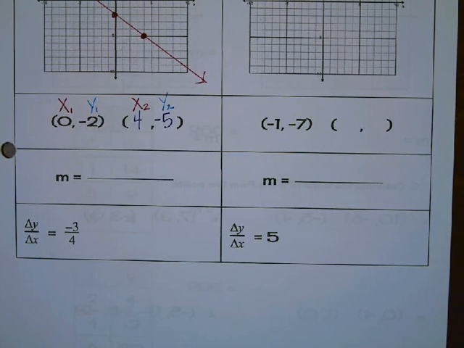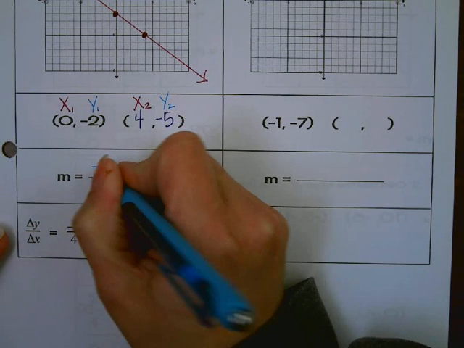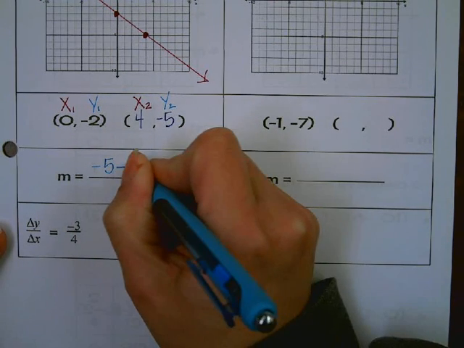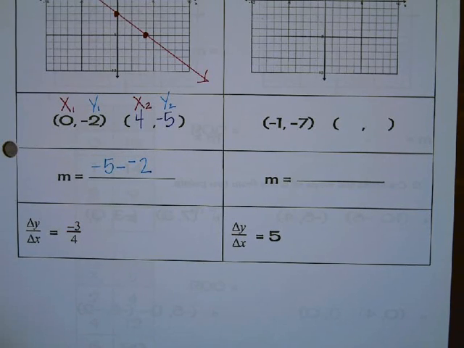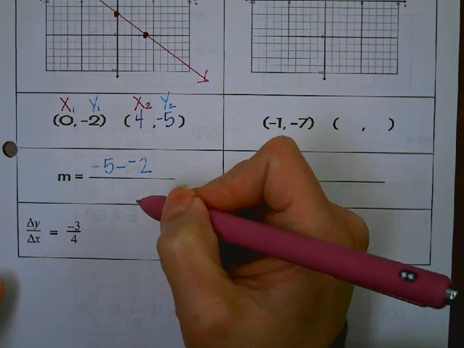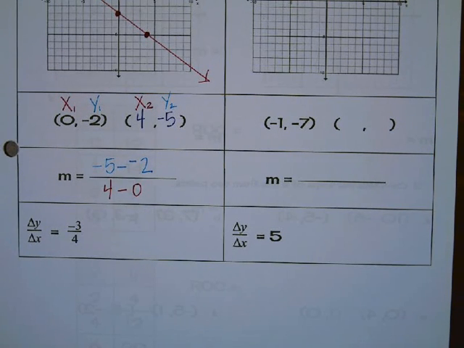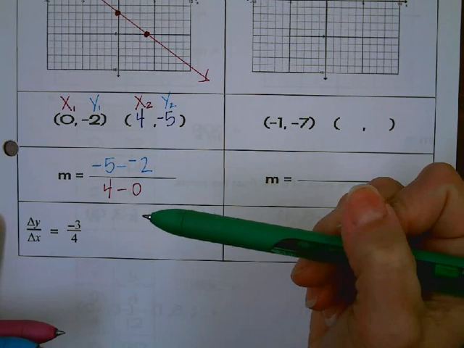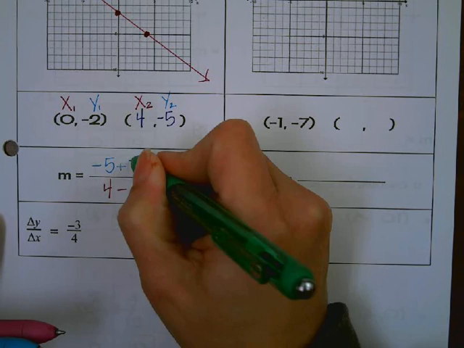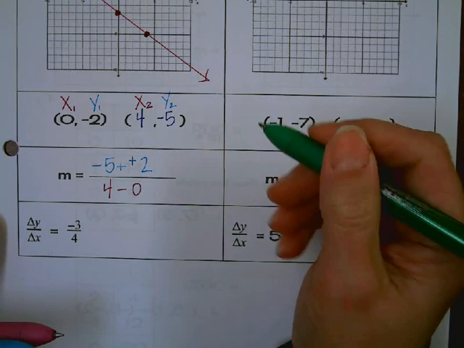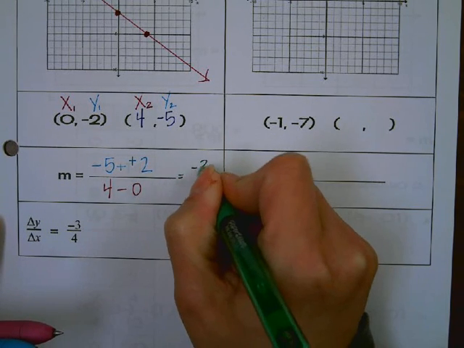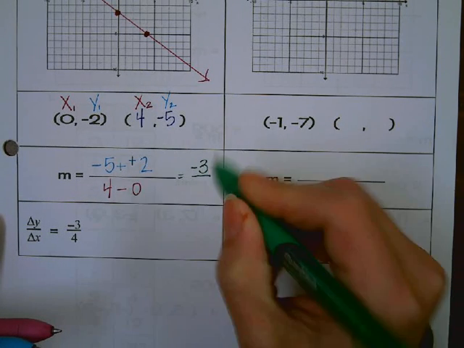So we're going to go ahead and do our slope formula. Our slope formula tells us to do y2 minus y1, which is my rise. So here I have -5 minus a -2. Then for my run, I have x2 minus x1, which is 4 minus 0. When I solve these, I see that I have that double negative, and it has to turn positive. So -5 plus 2 is going to be equal to -3. And 4 minus 0 is going to be equal to 4.